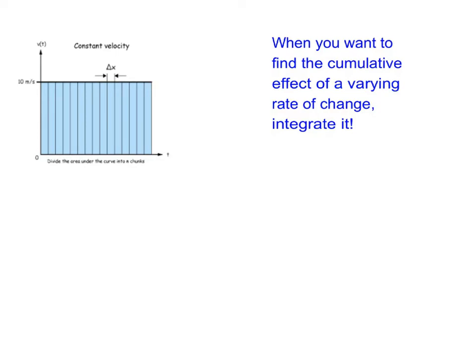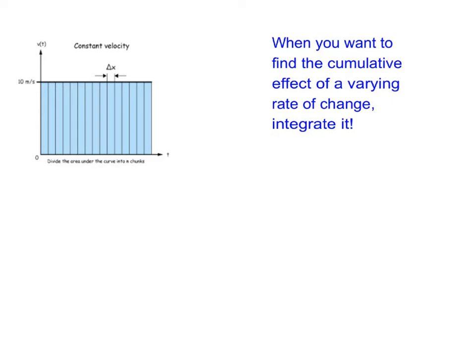So this is a really important concept, that when you want to find the cumulative effect of a varying rate of change, integrate it. This shows right here that if you had a constant velocity, then you could find very easily the area under a curve, even if you just divided it up into a small chunk. But this idea of cumulative effects, that you're accumulating the effect, like you're pouring water into something, it's going in at a rate. How fast is it accumulating? There's an oil spill. How fast is it? You know, that's a rate. So we can use the idea of integration to find it.